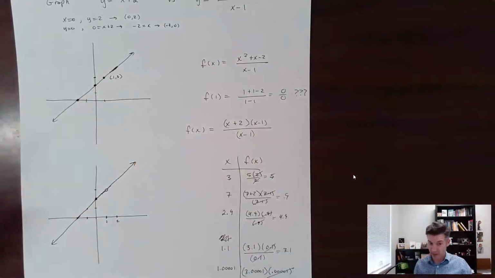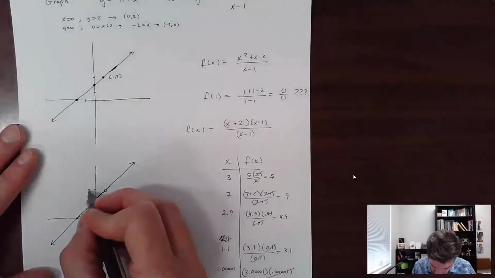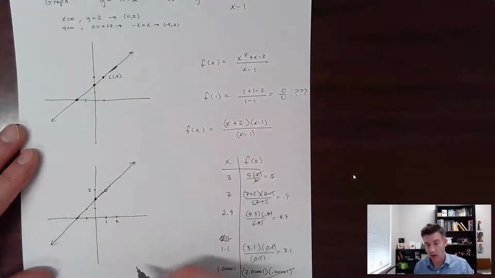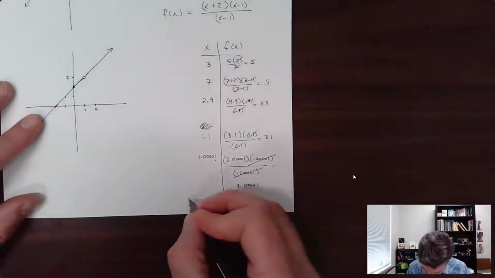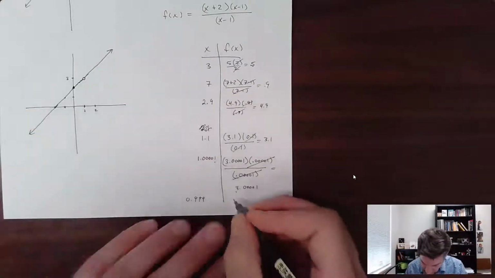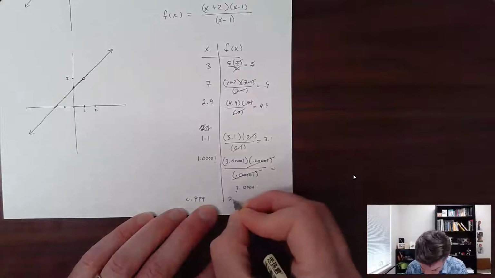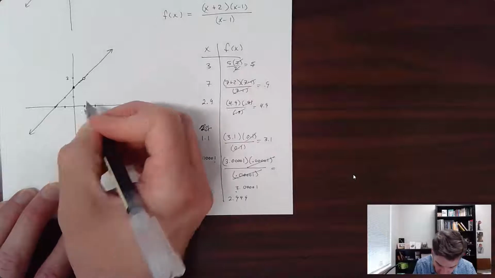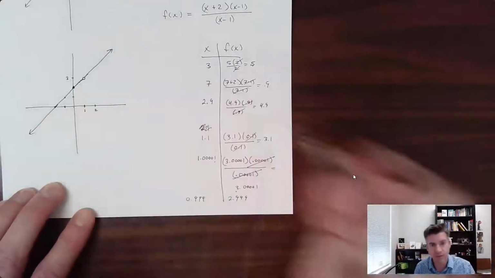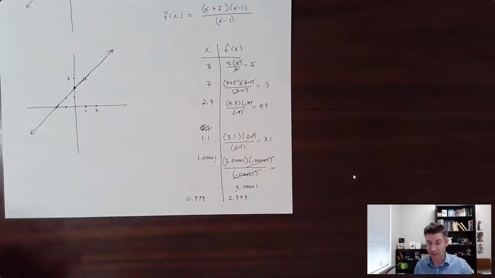Right? Because it's undefined at 1. But we know that all the values around 1 are going to make the y values really, really close to 3, right? Like if we plug in 1.0001, the y value is going to be 3.0001. Or if I plug in 0.999, I'm going to get 2.999. So when I pick values that are super duper close to 1, I get y values that are super duper close to 3. That's why there's a hole there, because it's undefined at that one point, but everywhere around it, it's still just kind of how it would normally look.